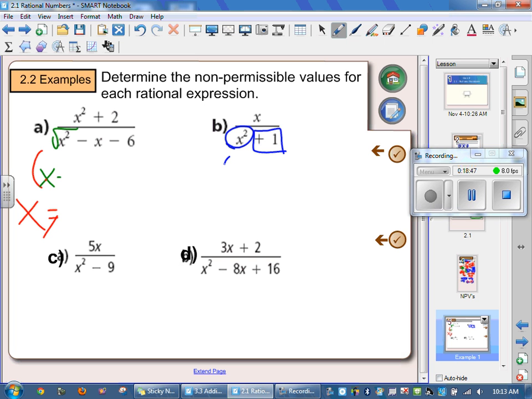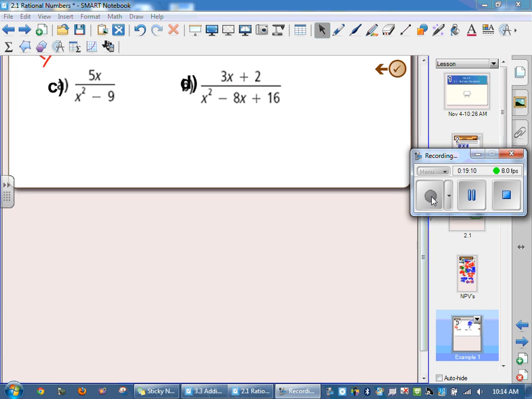So since it's not becoming 0, that means there's no restrictions on that x squared. So that means that x can be any real number. There are no restrictions. So there's no non-permissible on that first one for letter B there. Okay? Okay, taking a look at this one now. Can I start the way it looks right now? No, you may not. You cannot start yet.